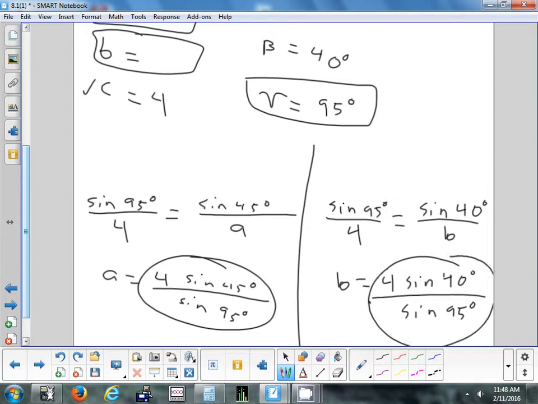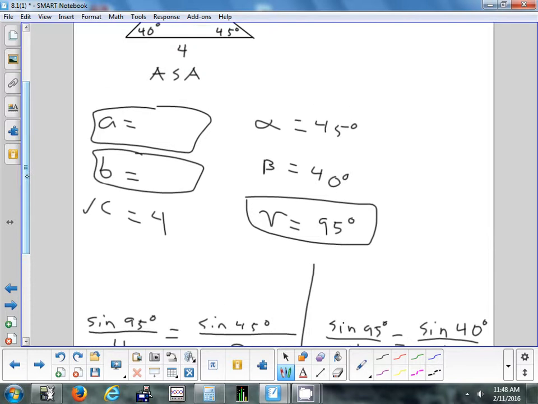Okay, if anybody has the decimals, we can write them. 2.839 for A, and 2.581 is the second. Okay, let's see if everything makes sense.